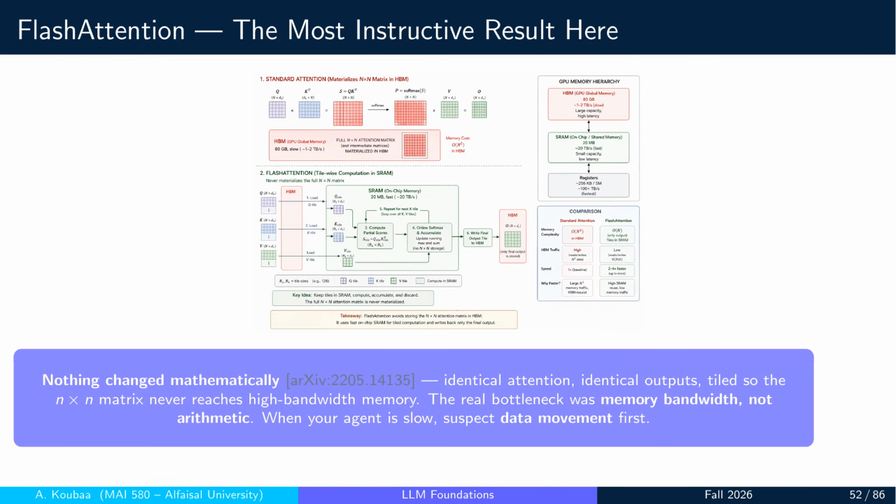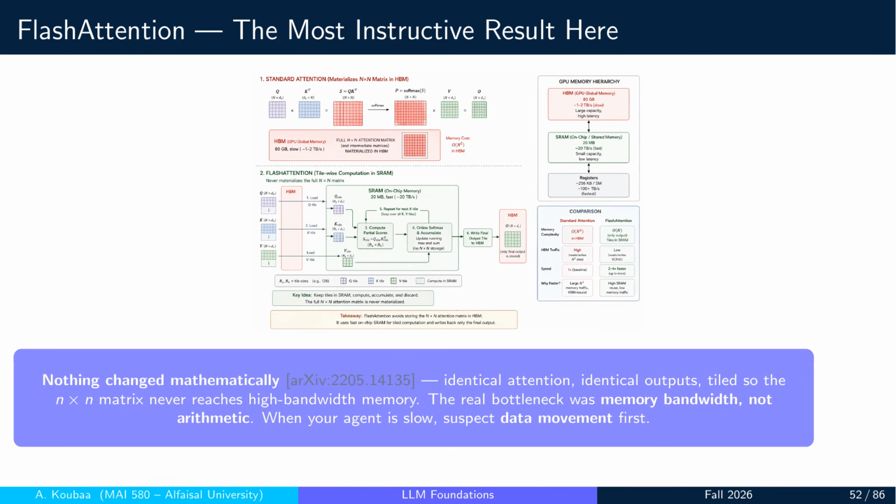The computation is tiled so that the n by n matrix never has to be written out to high bandwidth memory. Now, think about what that tells us. If rearranging the memory access gives a large speedup, while the arithmetic stays exactly the same, what was the bottleneck?